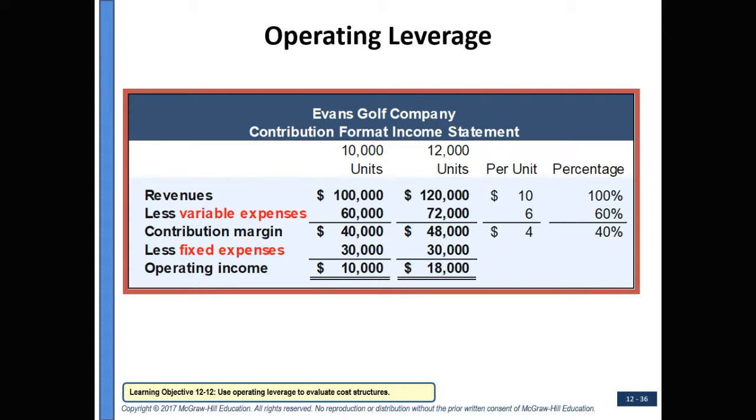Operating leverage resulted in an operating income increasing proportionally more than the increase in revenue. The company realized an 80% increase in income as a result of a 20% increase in sales. So we had a 20% increase in sales. We went from 100,000 to 120,000. However, we went from 10,000 to 18,000 in operating income.